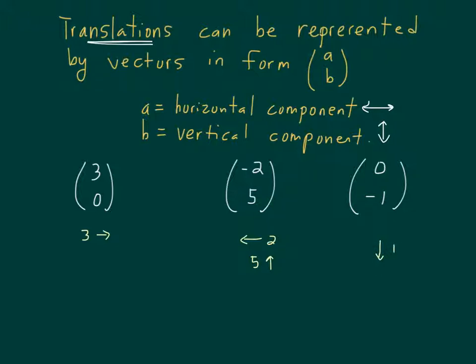Okay, so sometimes we see our translations or our shifts summarized or expressed in the form of vectors. Just remember the top number is your x movement or your horizontal movement. The bottom number is your vertical or your y movement.